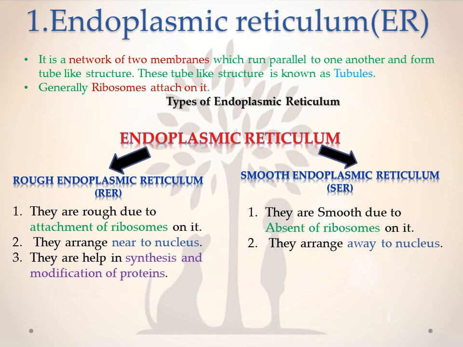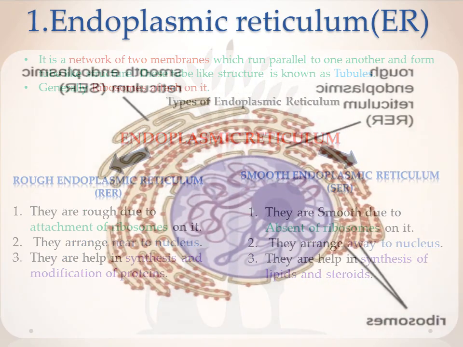This is the more important part for you, because we know that ribosomes are responsible for the formation of protein and they are attached to the RER. On the other hand, smooth endoplasmic reticulum is helpful in the synthesis of lipids and steroids.